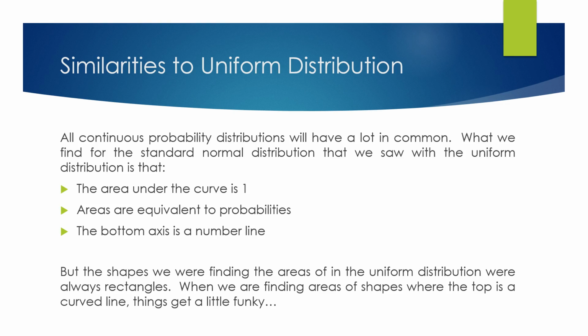However, with the normal distribution, the shapes that we're finding are not going to have a straight line on top, so they're not going to be perfect rectangles like we saw in the uniform distribution. If you remember the bell curve shape, which is the normal distribution, it's got a nice curve along the top, which means that the geometric area of that isn't going to be something that we can find, at least accurately, by ourselves.